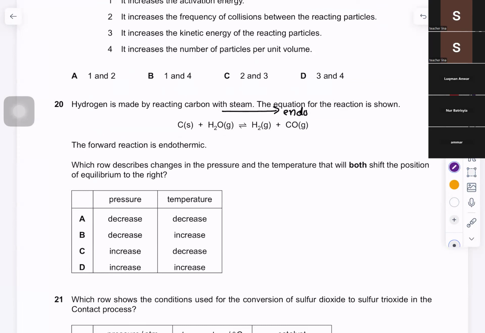Okay, the forward reaction is endo. So the reverse reaction is exo. Okay, the forward reaction is endo, the reverse reaction is exo. Which row describes the change in the pressure and temperature that will both shift the position of equilibrium to the right? Okay. So maksudnya which row describe the change in the pressure. Dia nak change the pressure and temperature, tapi that will both shift the position of equilibrium to the right. So dia pergi ke right, dia go sini.